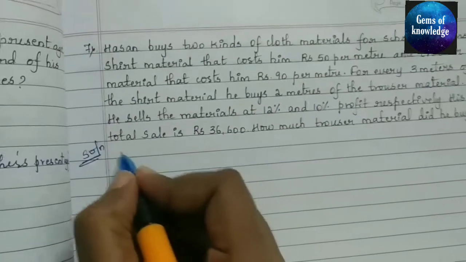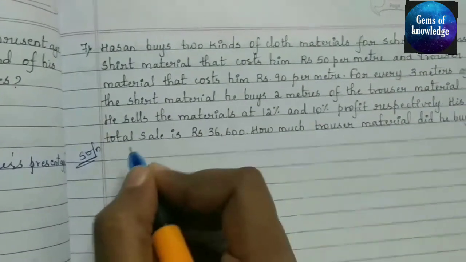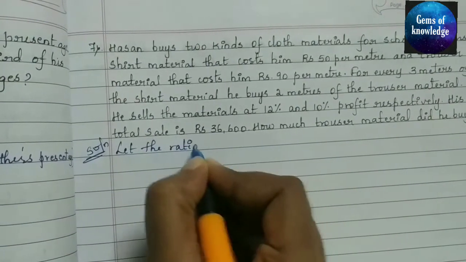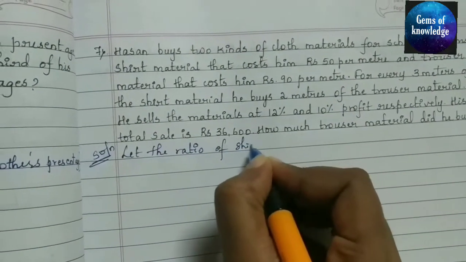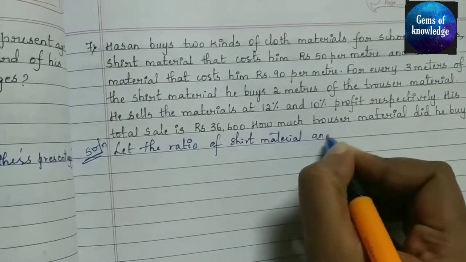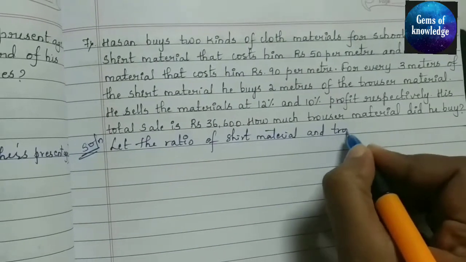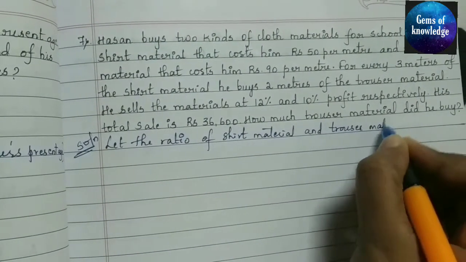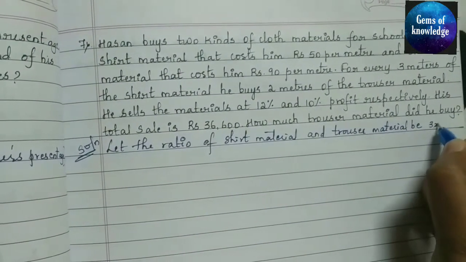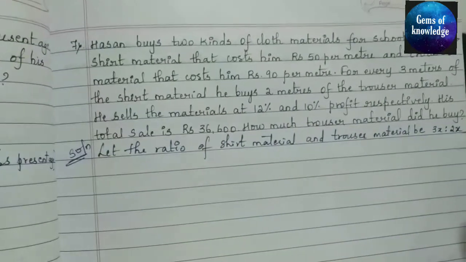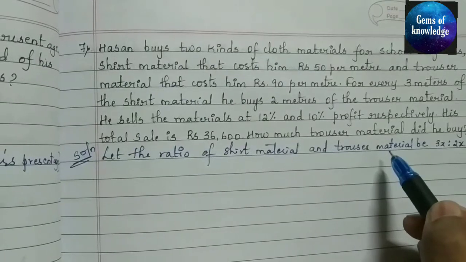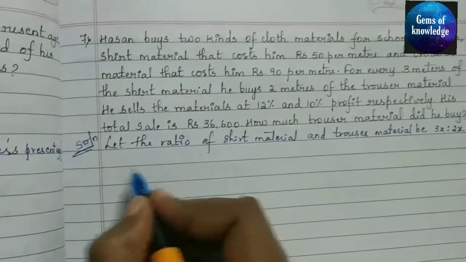First we have to consider this in the form of ratio. Let the ratio of shirt material and trouser material be 3x is to 2x. So 3x is the ratio of shirt material whereas 2x is the ratio of trouser material.